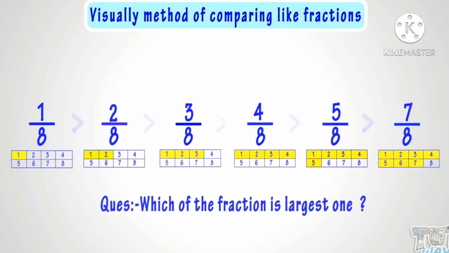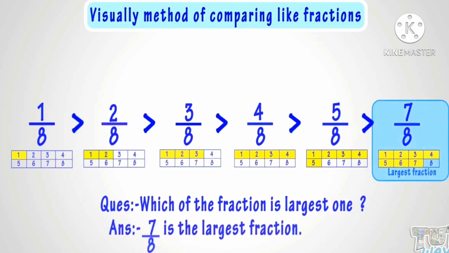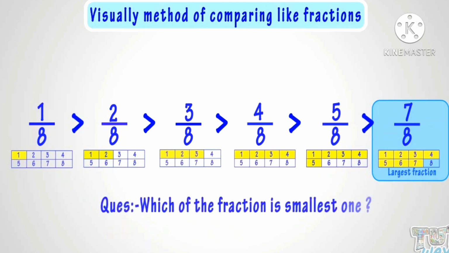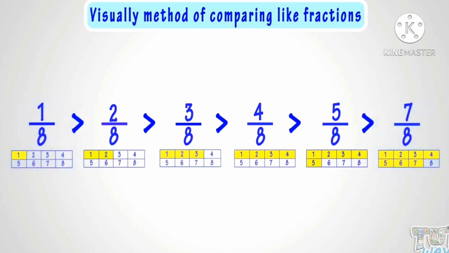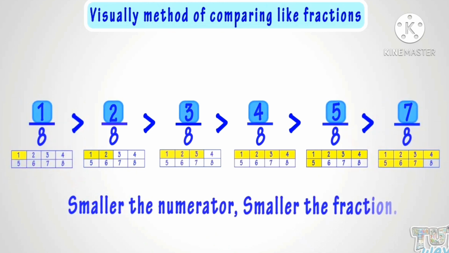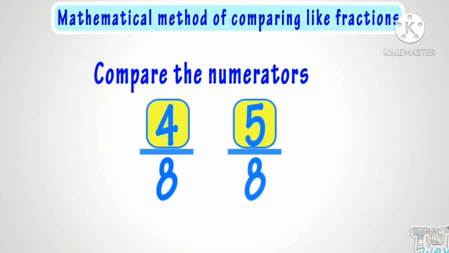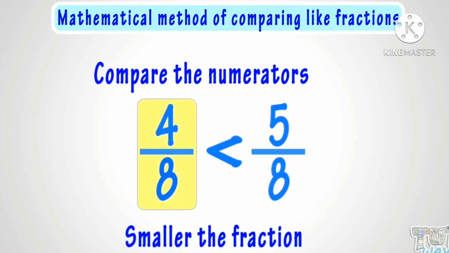Now can you tell me which is the largest one here? Yes, 7 by 8 is the largest fraction. And which is the smallest fraction? Yes, it is 1 by 8. Isn't it? So the smaller the numerator, the smaller is the fraction. Now let us compare the fraction 4 by 8 and 5 by 8. You can see that 4 is smaller than 5. So 4 by 8 is less than 5 by 8.